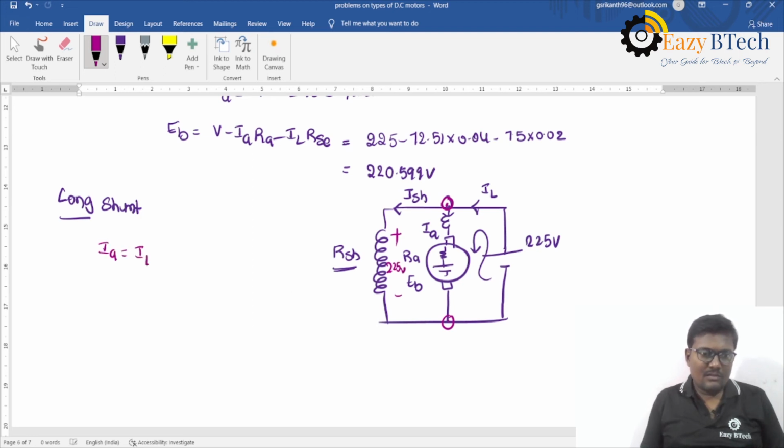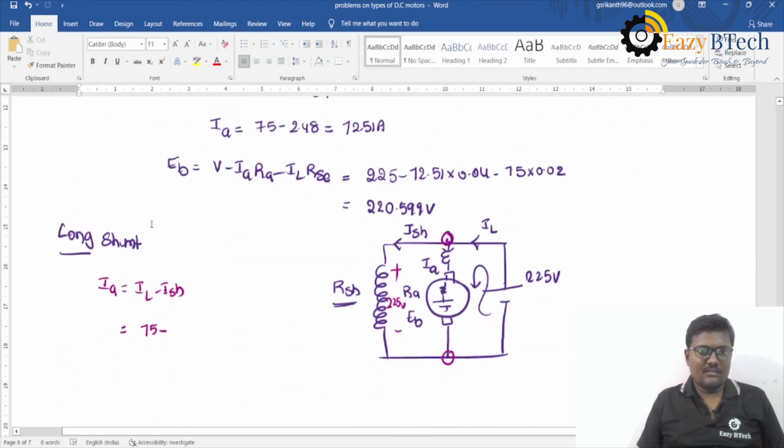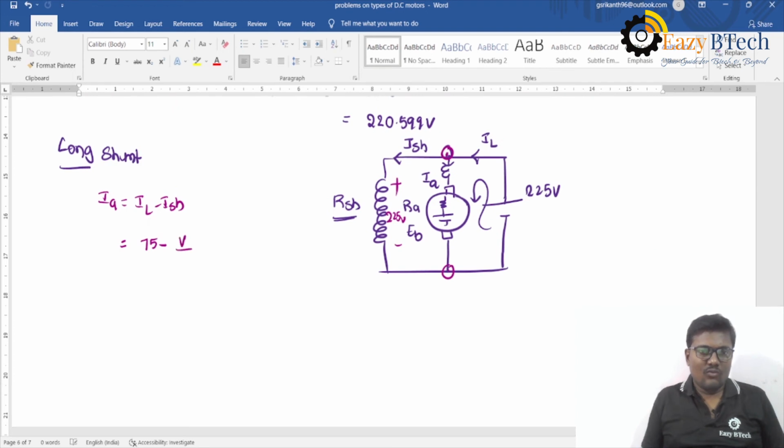Ia is equal to IL minus ISH. The IL is 75, the line current is 75, minus V divided by RSH. 75 minus V, which is 225, divided by RSH, which is 90. 75 minus 225 divided by 90 is equal to 72.5 amperes.